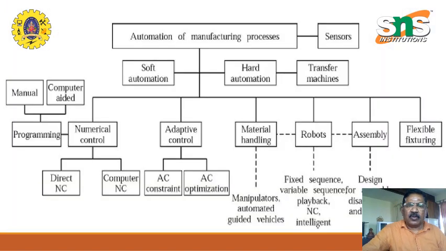Okay, the flow chart of this, from the crudest one on the left to the right, we saw the various automation of the manufacturing process. We looked at manual machining, CNC programming, adaptive control kind of programming, material handling systems, the robots that are used both for material handling as well as assembly, and finally the flexible fixturing systems.